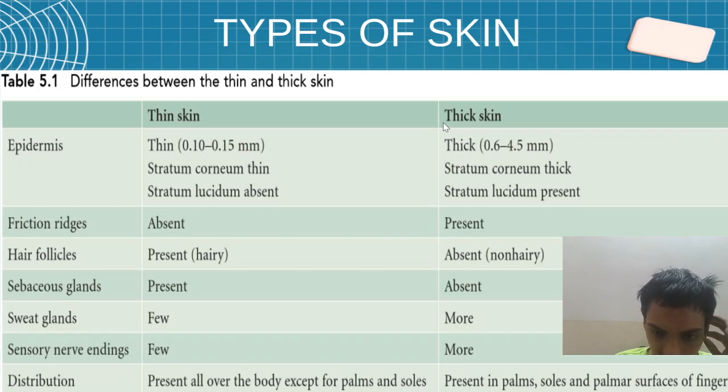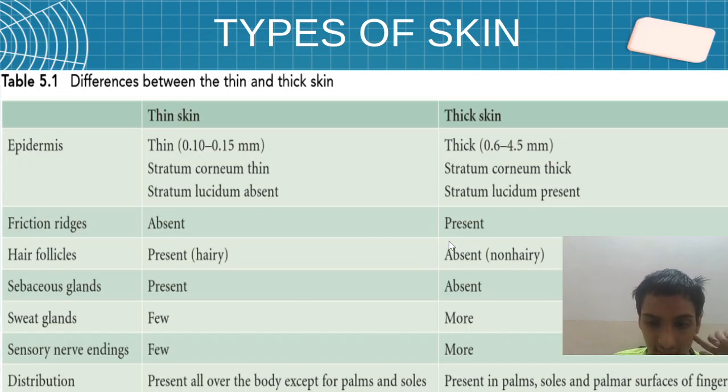Next, friction ridges is present only in thick. Hair follicles only in thin, T-H-I-N, thin, okay? Sebaceous glands only in thin. Sweat glands and sebaceous glands are more in the thick skin.